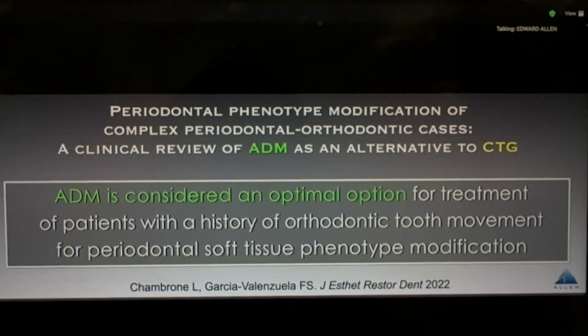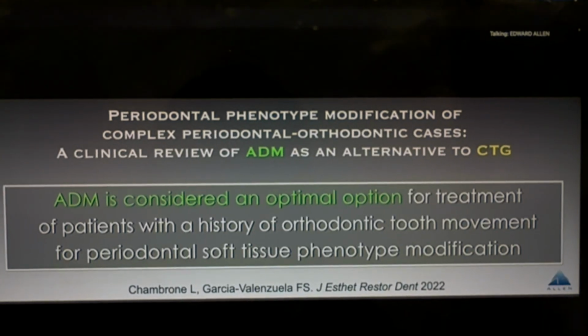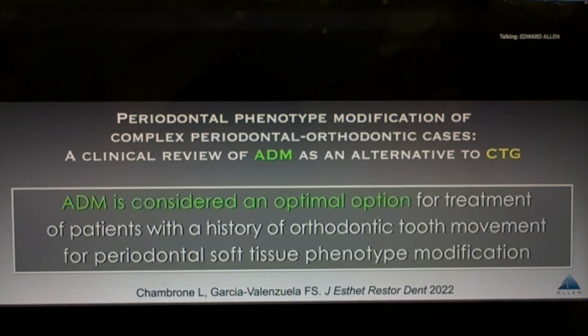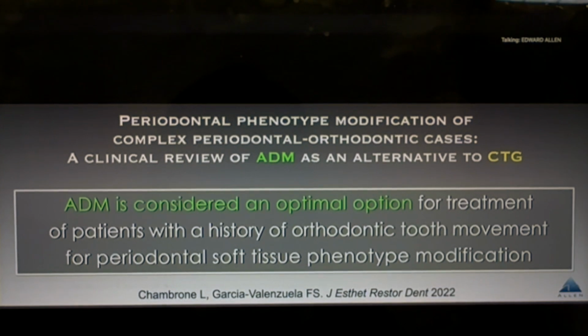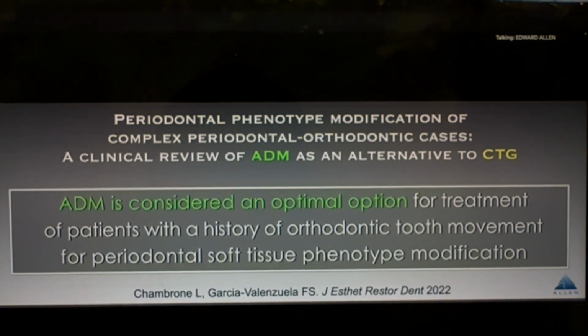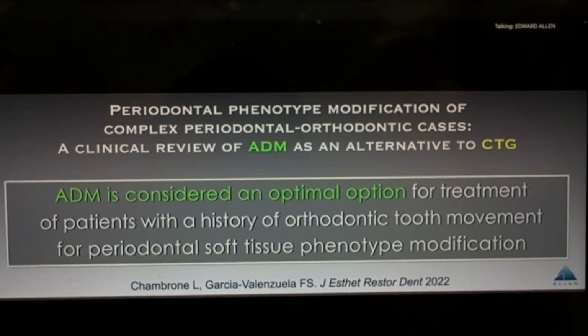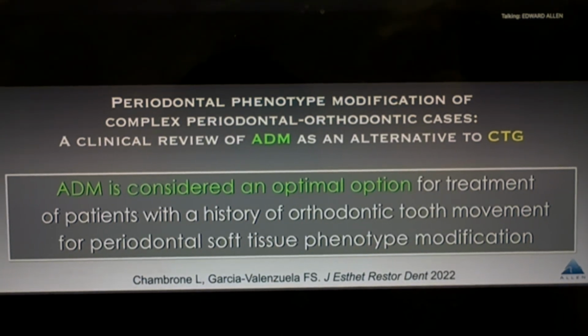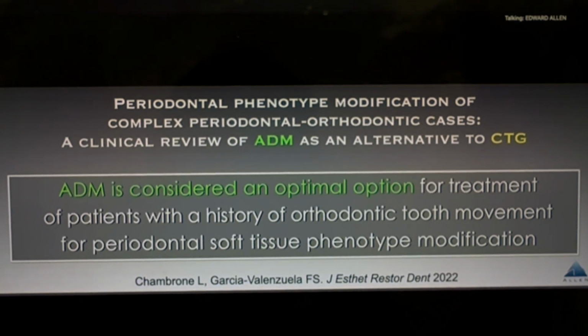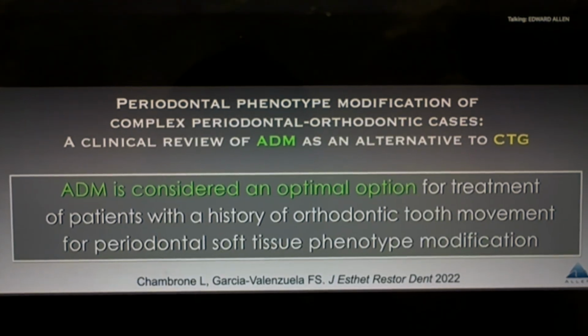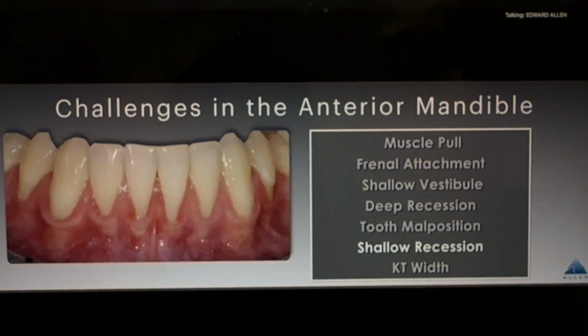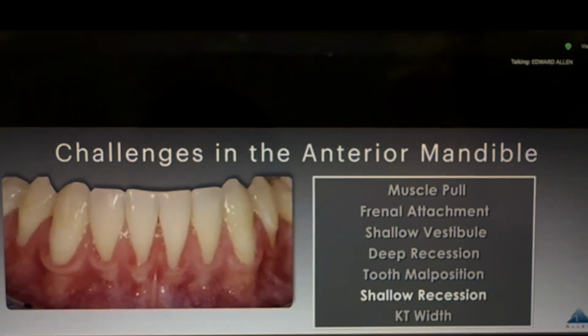So this is a paper by Leandro Zambroni, a review indicating that cellular dermal matrix is a good alternative to palatal tissue in patients who've had orthodontic treatment. And if you're looking at phenotype modification, which I'll talk more about in a moment if we don't run out of time, I don't know how your time is.